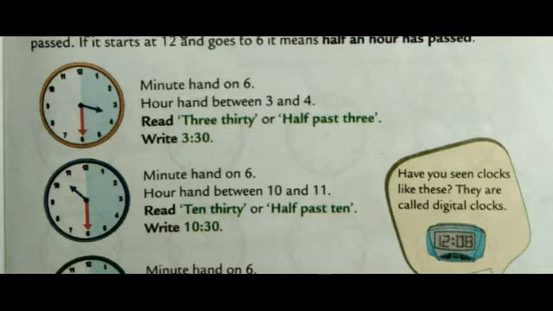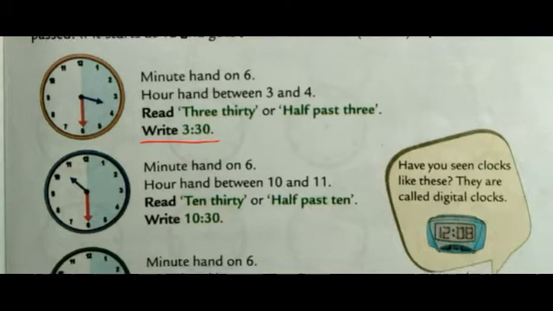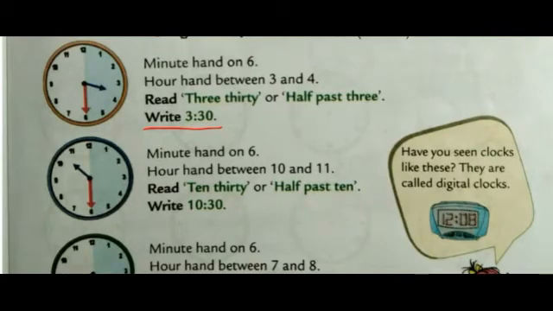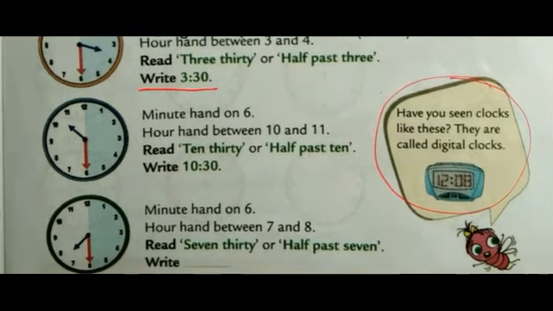You will read it like it is half past 3, or 3:30, and we also write it like this, 3:30. This is the digital way. Have you seen a clock like this? These are called digital clocks. Okay, in the digital clock the time is written like this. Okay, let's see the next one.